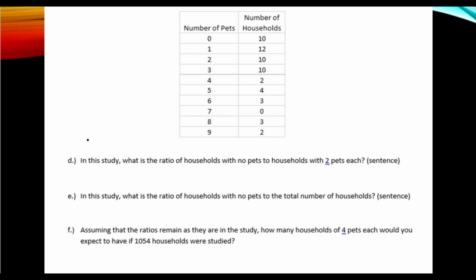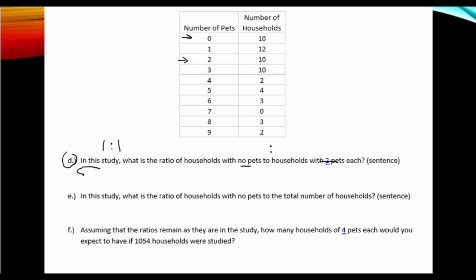Okay, so we are now looking at D here. It says, in this study, which is the one above, which we've been working with, what is the ratio of households with no pets to, I'm going to put a colon there, households with 2 pets each. So there are 10 households with 0 pets, and there are 10 households with 2 pets. So the ratio would be 1 to 1.